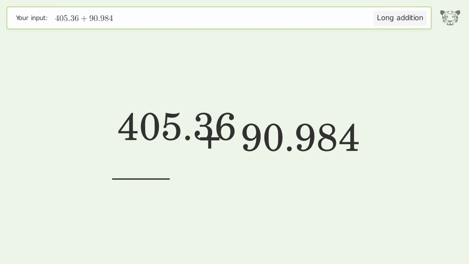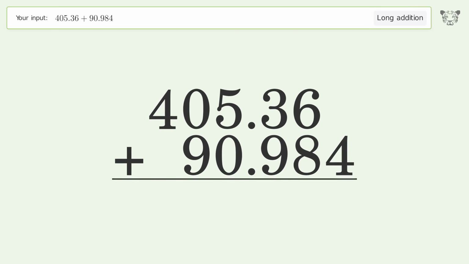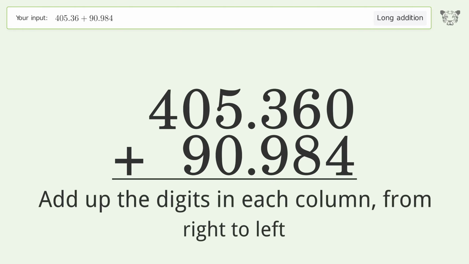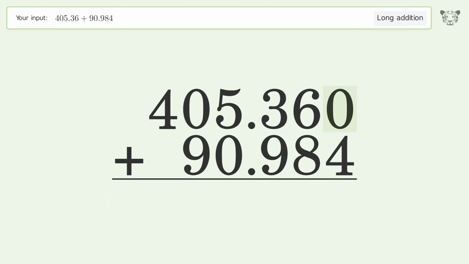Rewrite the numbers from top to bottom, aligned by their place values. Put zeros in the blank number places. Add up the digits in each column, from right to left. 0 plus 4 equals 4. 6 plus 8 equals 14.